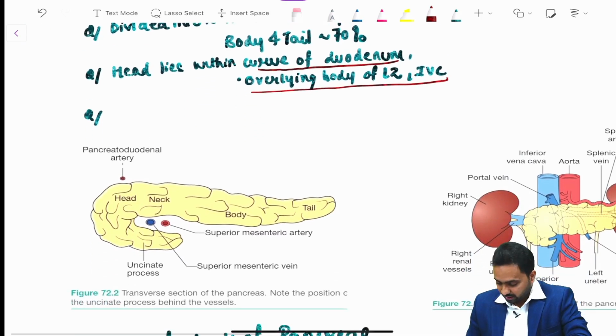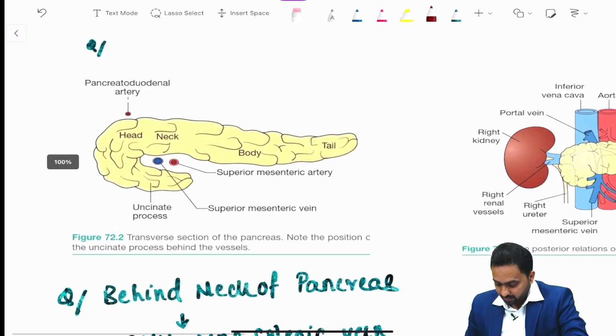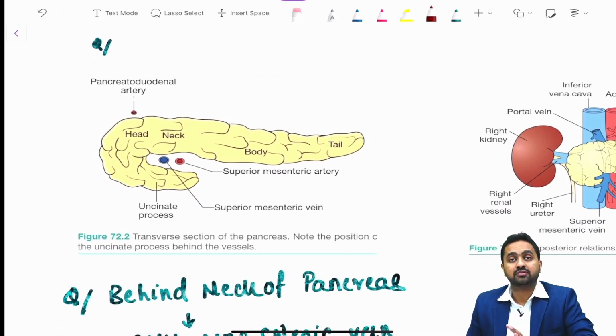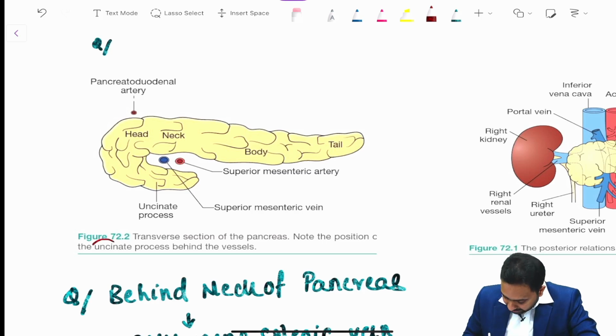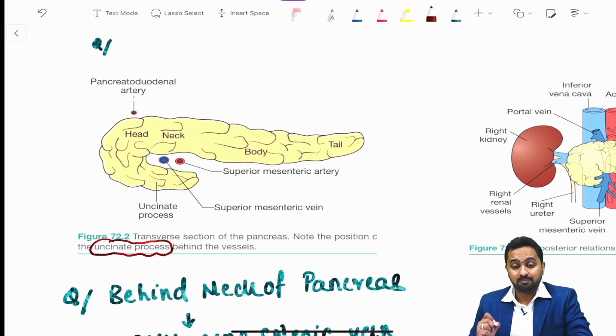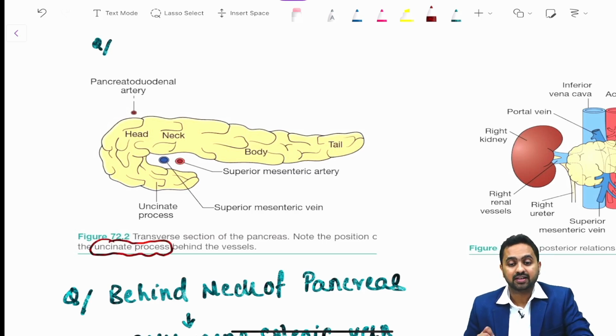the second lumbar vertebra, and the inferior vena cava. So if you look over here, this is a transverse section of the pancreas. Please remember the uncinate process, right? This uncinate process lies behind the superior mesenteric artery and the superior mesenteric vein, and this is one of the important landmarks during your Whipple's procedure.